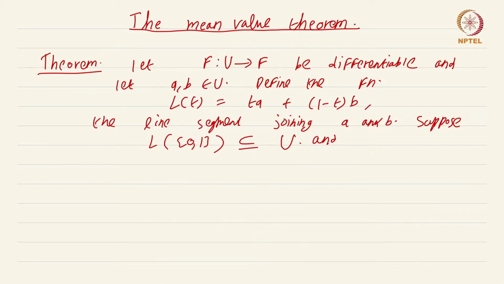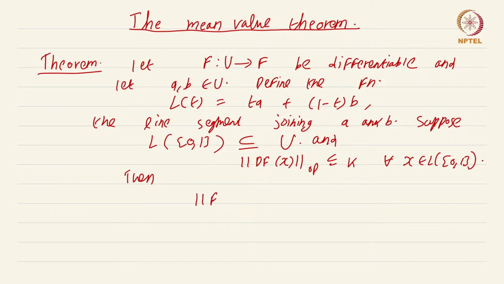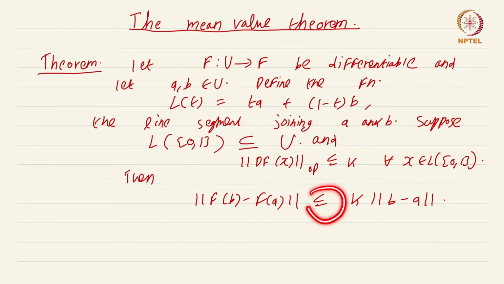Okay, and furthermore assume that the operator norm of the derivative is less than or equal to some constant K, for all x on L of [0, 1]. Okay, on this line segment, suppose there is a uniform bound capital K. Then norm f of b minus f of a is less than or equal to K times norm b minus a. So there is now an inequality.